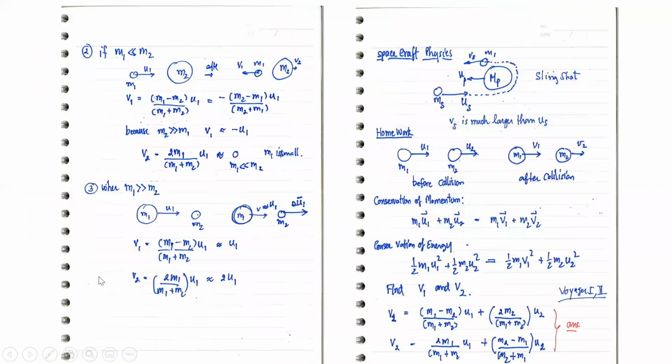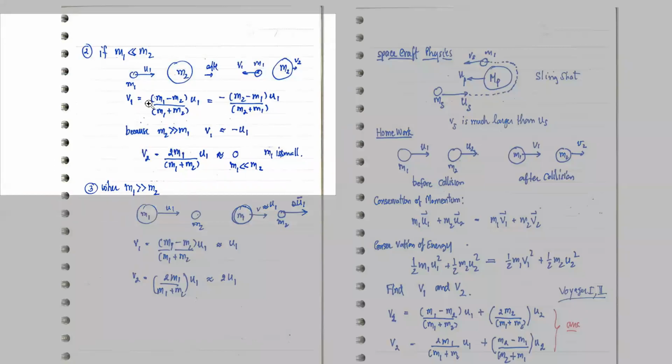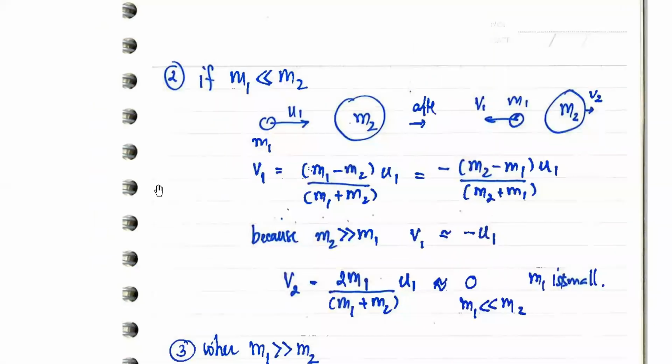Now the second case is when the second mass is larger than the small colliding mass. This is something like you running into a building or colliding with a brick wall. Some small mass. Oh, sorry.